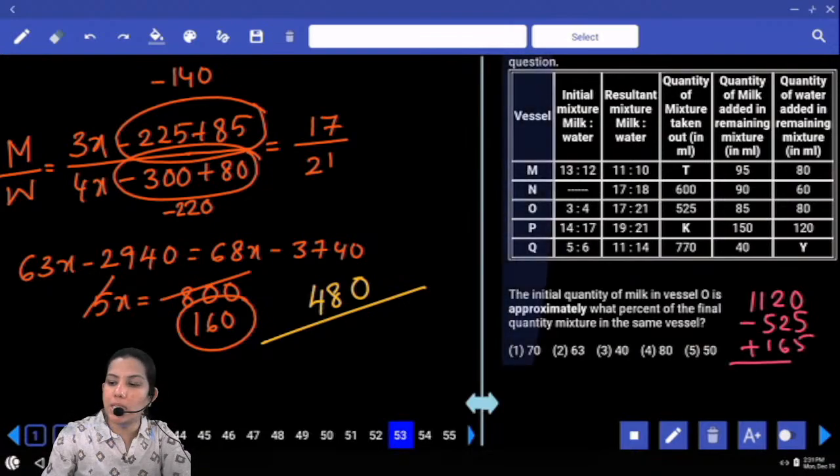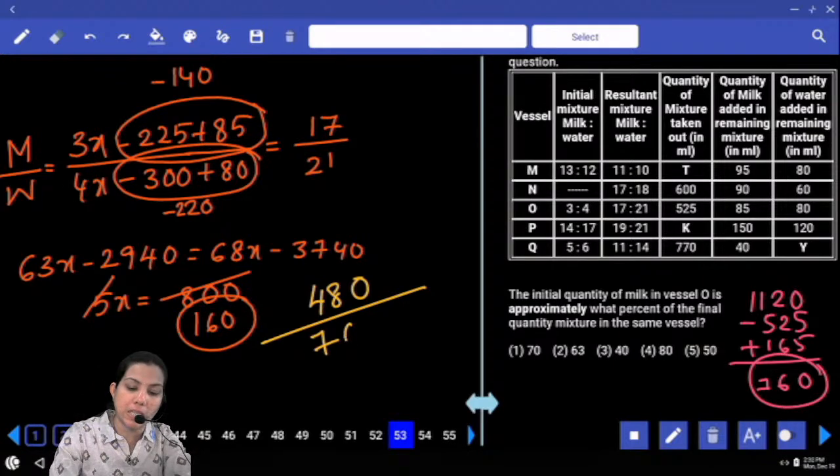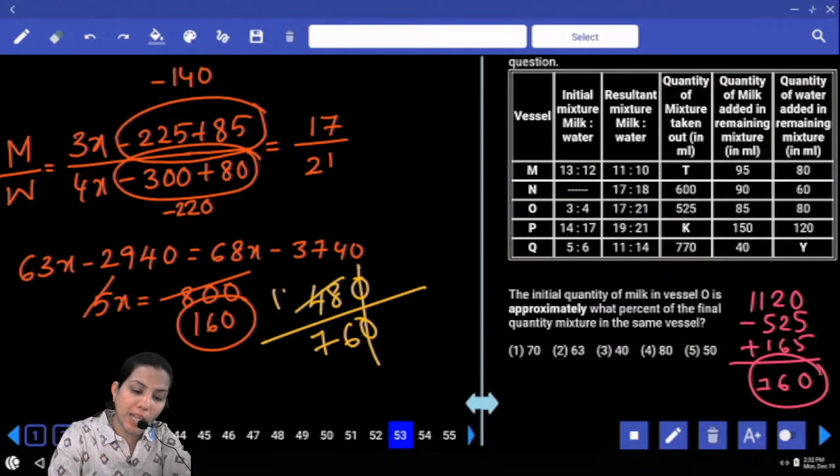165 added. 1120 minus 525 plus 165. It is 0, and the next 6, and next it is 12. 760. What is the present quantity? 760. 480 is what percentage of 760? Zeros cancel. 4 table cancellation, 4 exactly 12 times. And 4 table cancellation, 4 exactly 20. 4 19 times. 12 by 19.